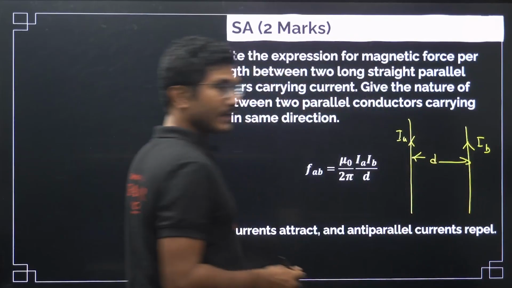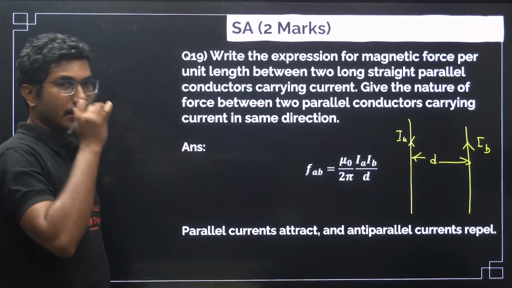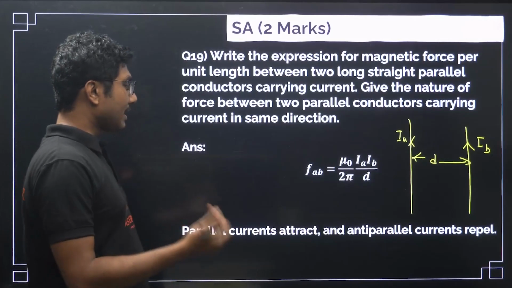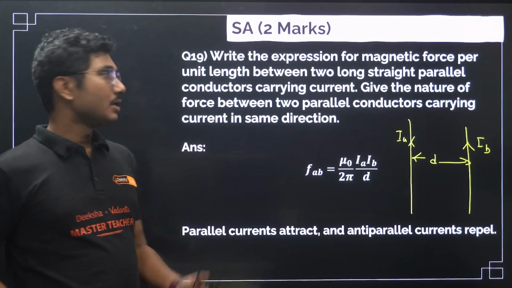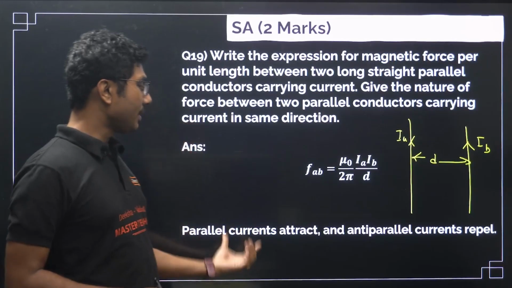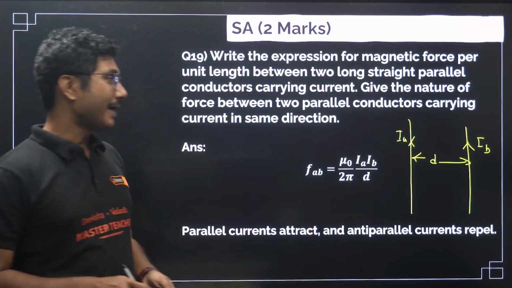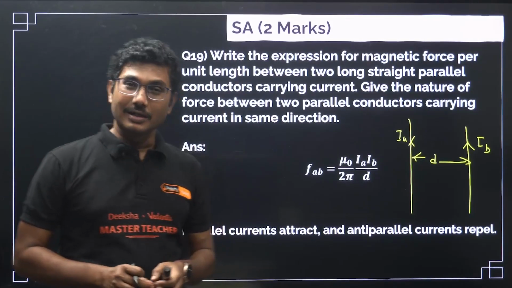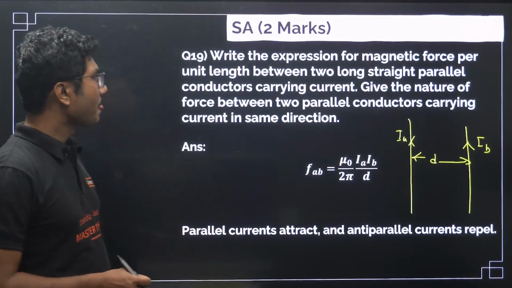We will do the derivation, do not worry about it, we will do the derivation as well. Parallel currents attract and anti-parallel currents repel. So, how they behave, that is very, very common. Parallel currents attract and opposite currents repel each other, simple.